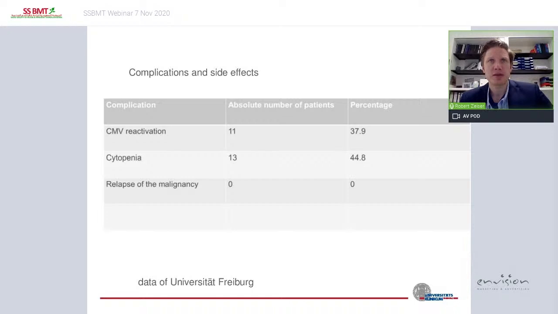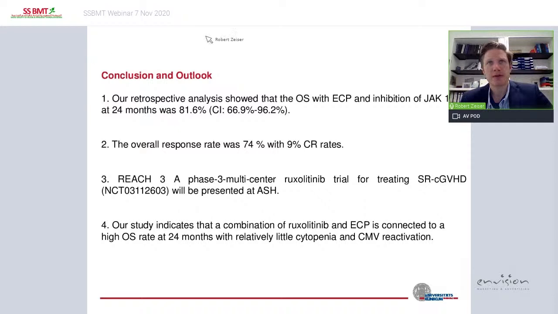So in conclusion, our retrospective analysis showed that the overall survival with ECP and inhibition of JAK1 and 2 at 24 months was 81%. That is a very good overall survival. The overall response rate was 74%, 9% had a CR. And right now a large multicenter trial has been completed, the REACH3 trial, and this will be presented at the ASH meeting. In this trial, ruxolitinib was given compared to best available therapy.